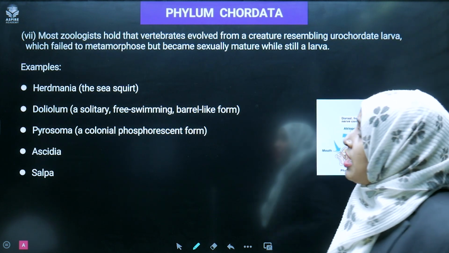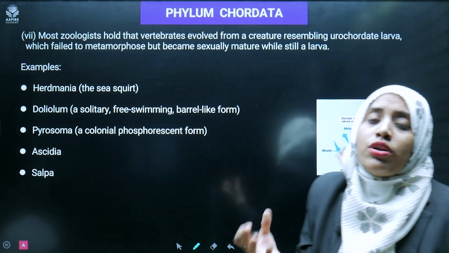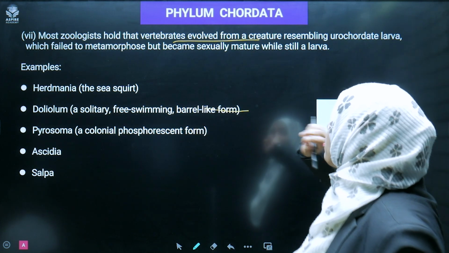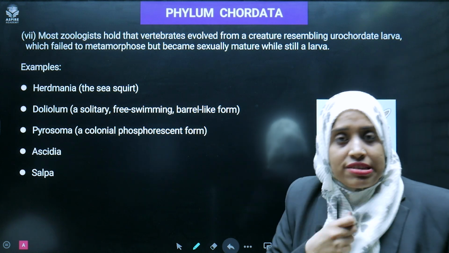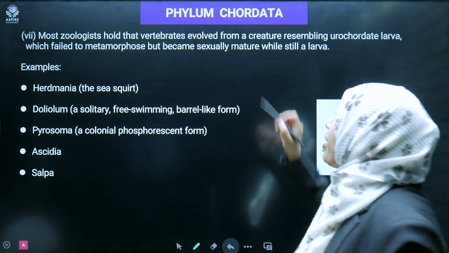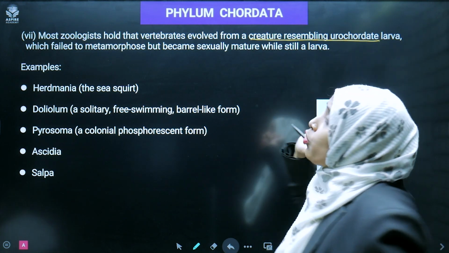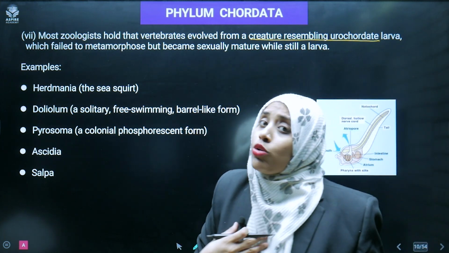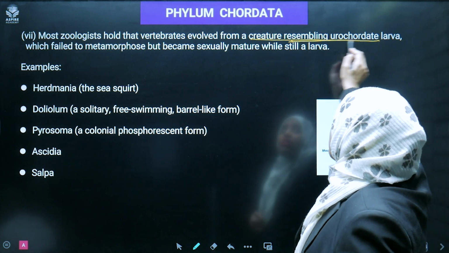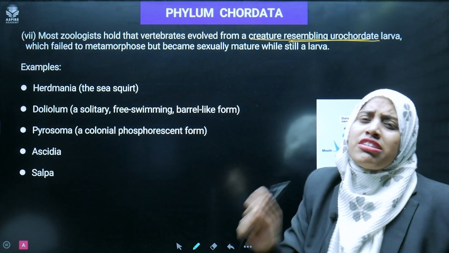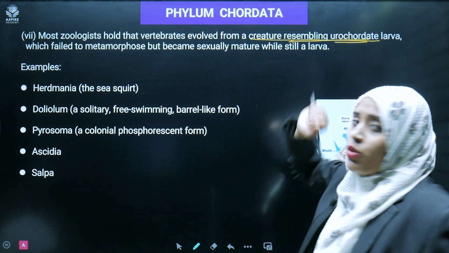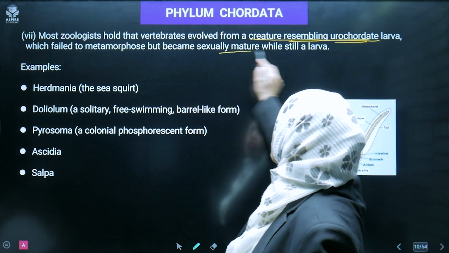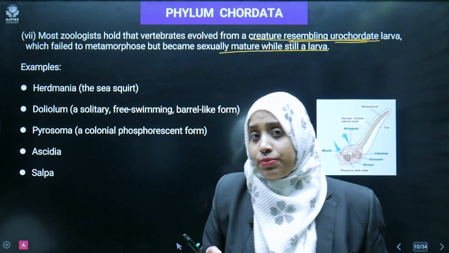Now, according to most of the zoologists, we have seen that vertebrates have evolved from a creature resembling urochordate. That means scientists say we are vertebrates, and our origin is from the creature that looks much similar to the urochordate larva, which failed to metamorphose, but became sexually mature while still a larva.